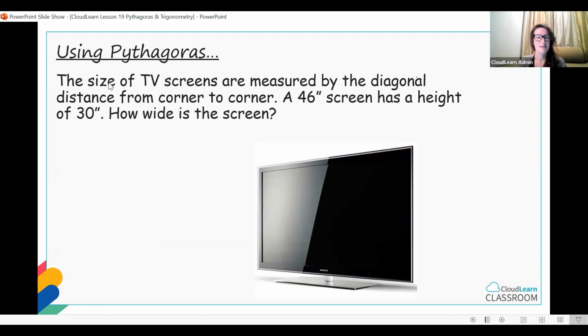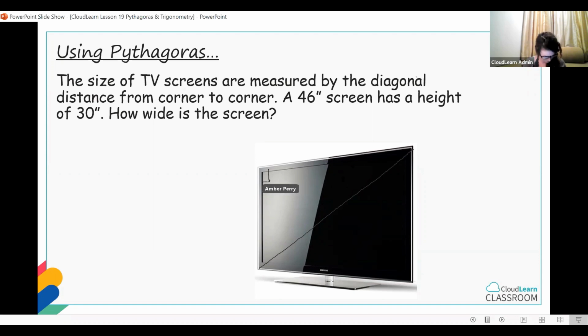Okay. So this is a really typical exam style question using Pythagoras. The size of TV screens is measured by the diagonal distance. So a 46-inch screen, there we go. It has a height of 30, but it would be a 46-inch screen measured diagonally, so measured from the bottom corner to the top corner there. If you were given the picture of the TV in the exam, you would probably want to go onto your exam paper and draw that diagonal line in. I would literally draw a diagonal line straight in there, like that. Popping a right angle there.